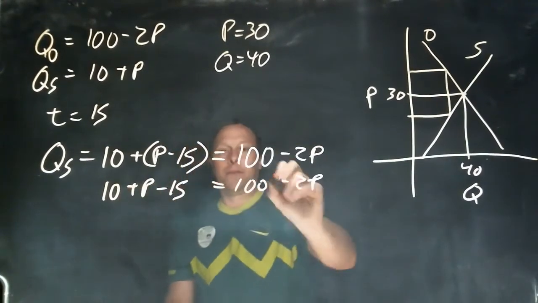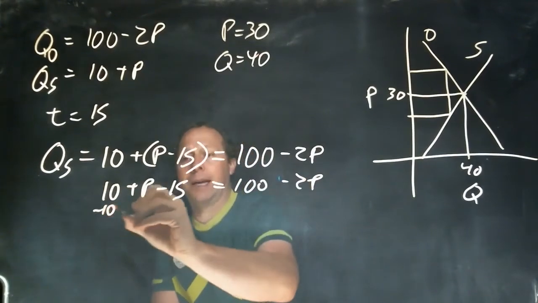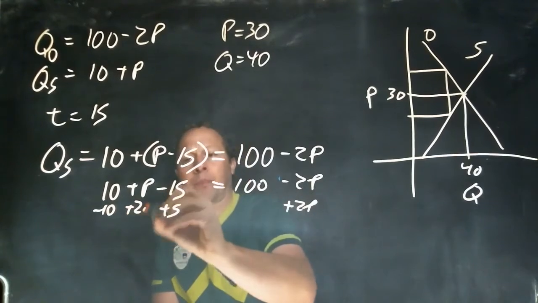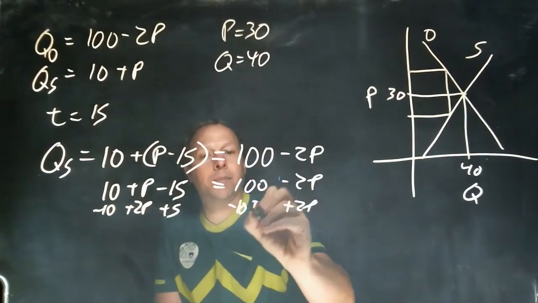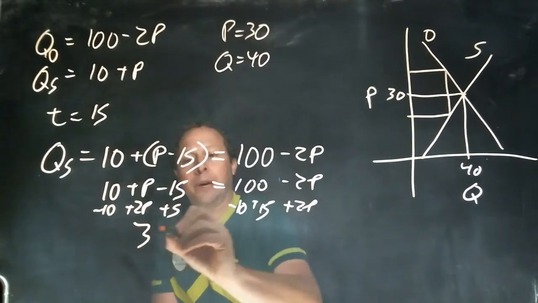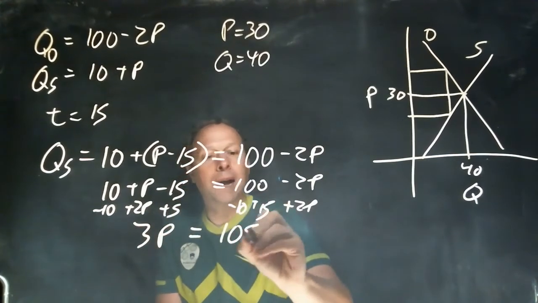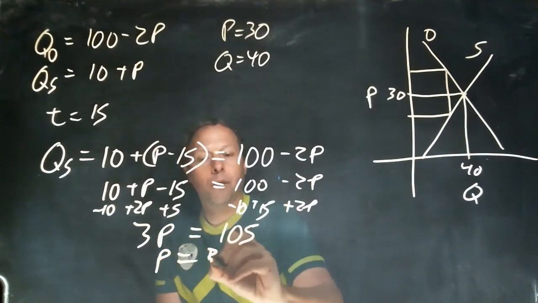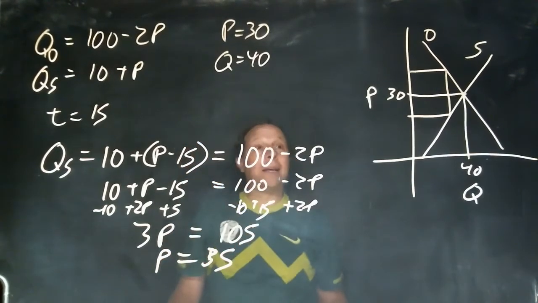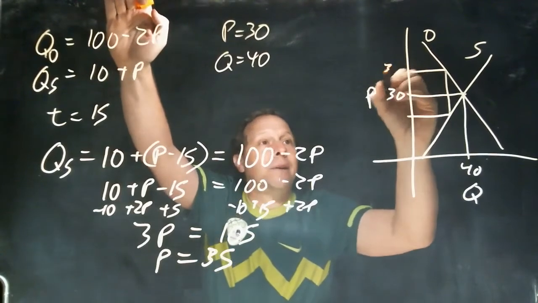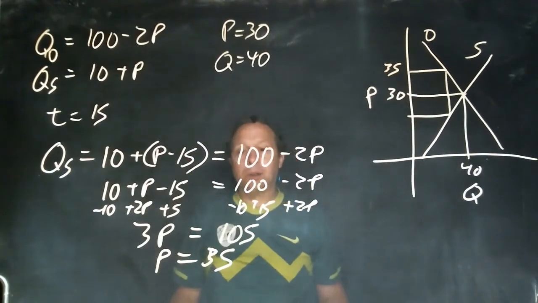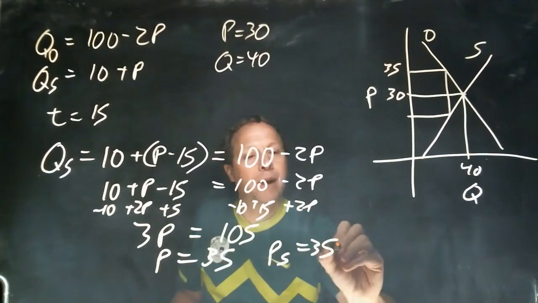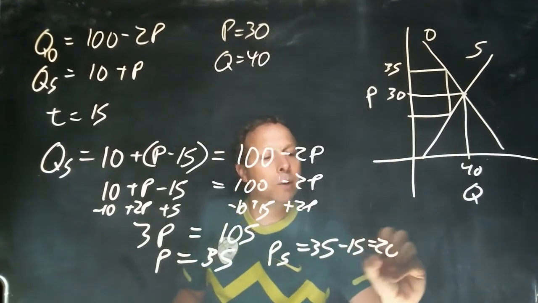Take the 10 and the 15 over to this side, so minus 10 plus 15. Take the 2P over to this side, and we get 3P equals 105, or P equals 35. Now, that is the price that demanders are paying, $35. What then the price that suppliers get is $35 minus the 15 tax equals 20.